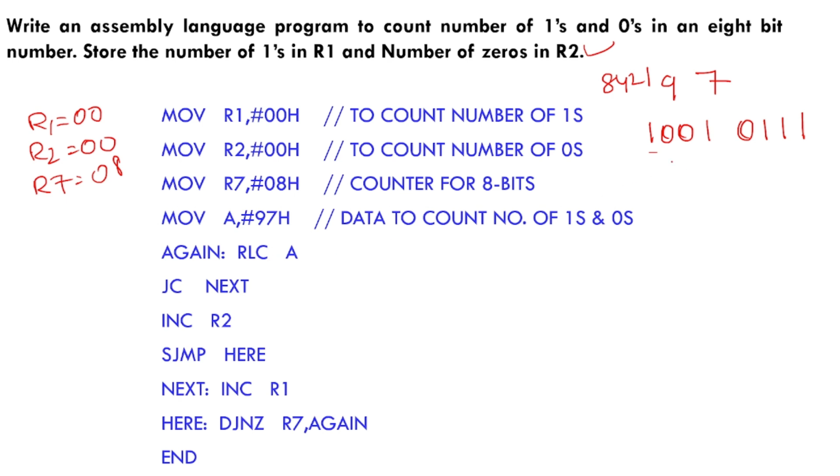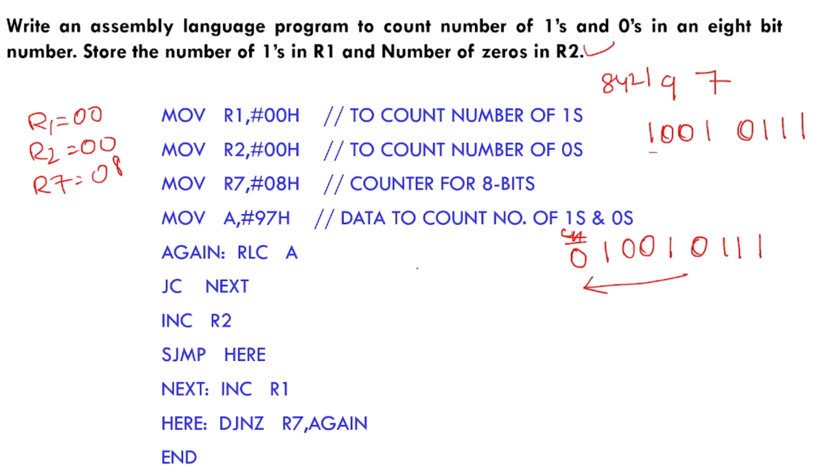Okay, so this is your data, right? 1 0, whatever the accumulator holds, that I need to rotate to the left side along with the carry, right? So it's 1 0 0 1 0 1 1 1, right? So what is the carry? The carry will be initialized to 0. So I need to rotate to the left side.